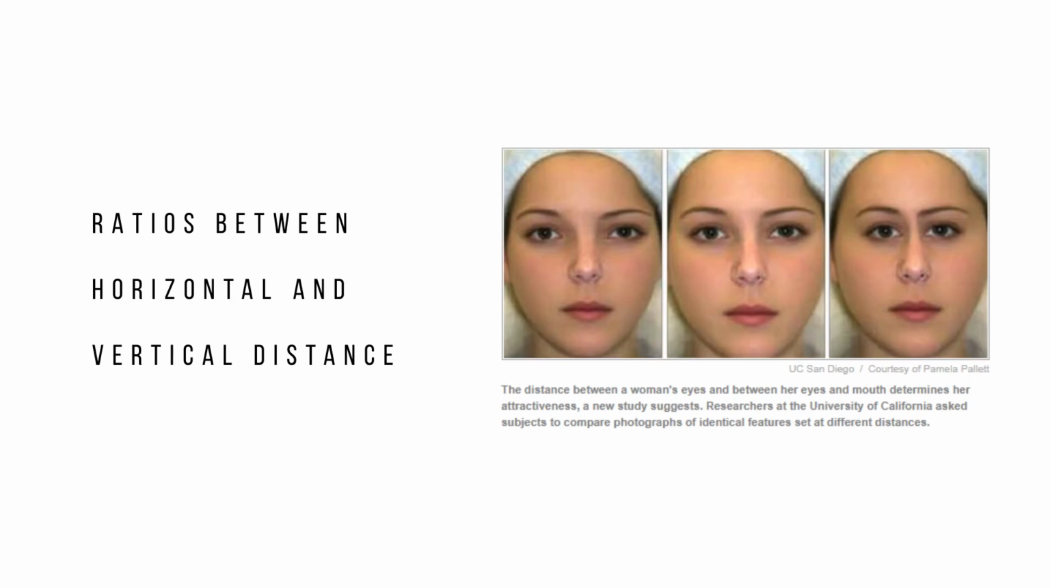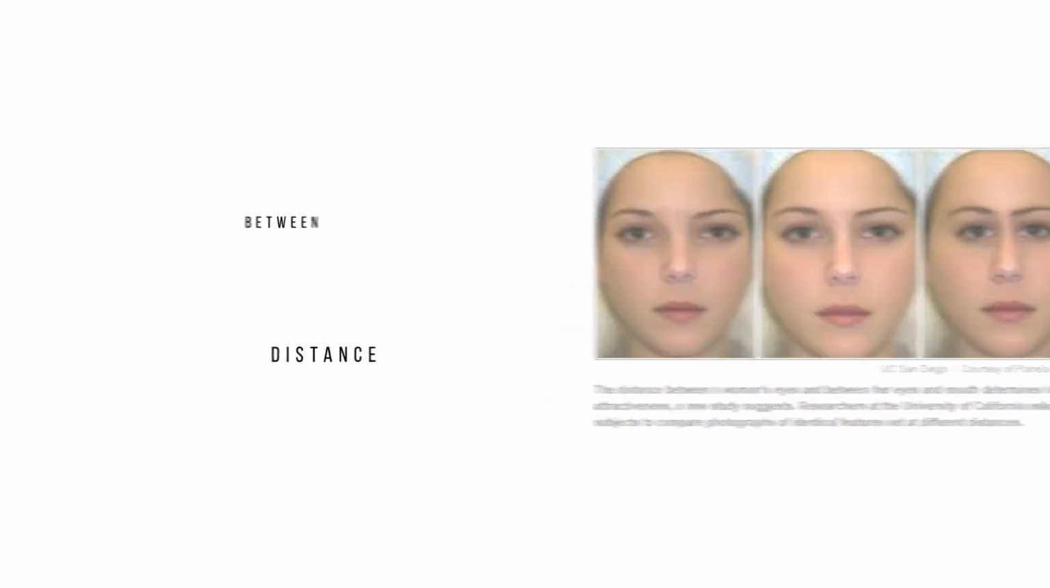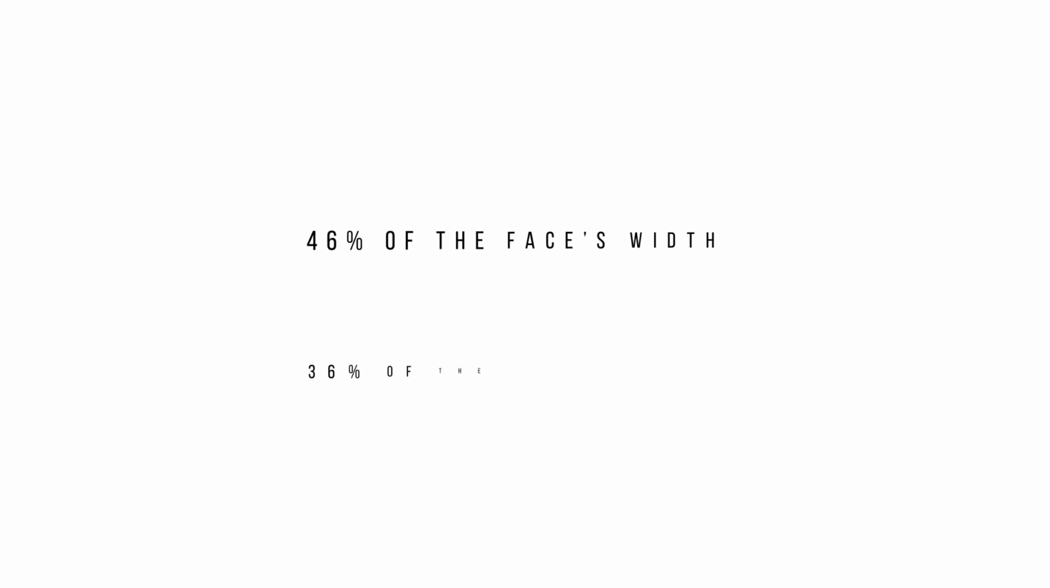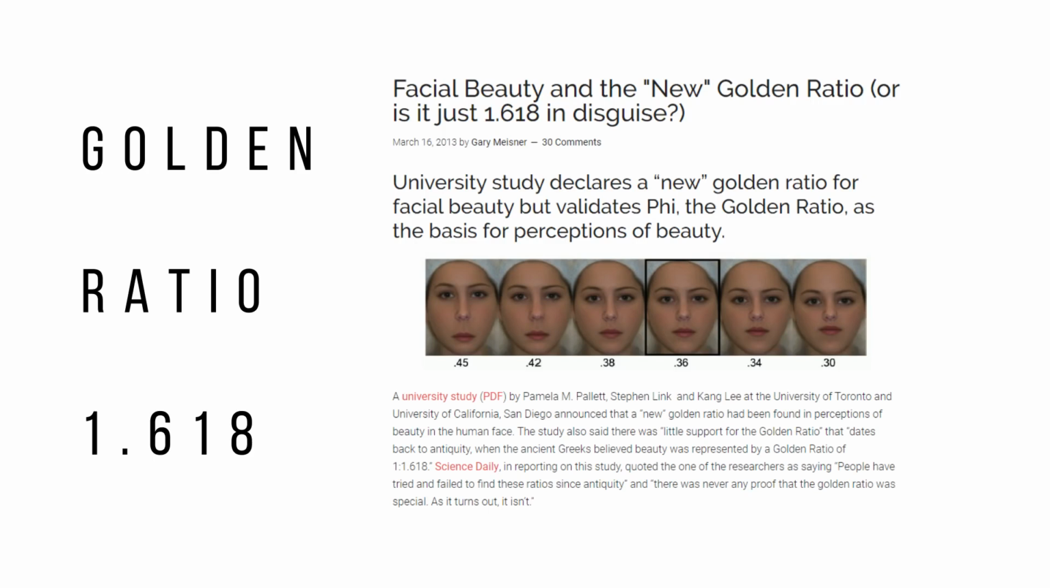Faces were judged as most attractive when the distance between the eyes was 46% of the face's width and the vertical distance from the mouth was 36% of the face's length. Ultimately, this correlates with what we know as the golden ratio. Here's a really interesting article on the topic in the description.